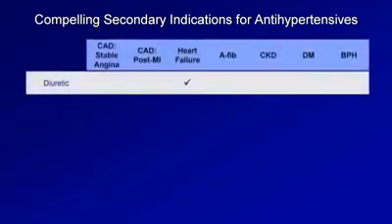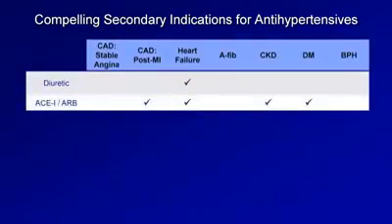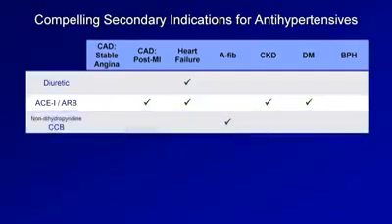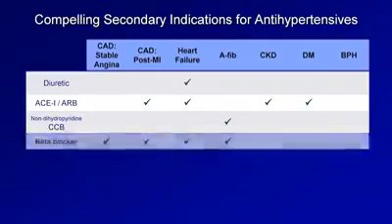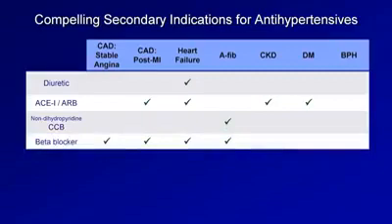Diuretics, particularly loop diuretics, are also helpful in heart failure. ACE inhibitors and ARBs are helpful in patients post-MI, those with heart failure, those with chronic kidney disease, and those with diabetes. The non-dihydropyridines can help rate control patients with atrial fibrillation. Beta blockers are also indicated in stable angina, post-MI, heart failure, and can control AFib.